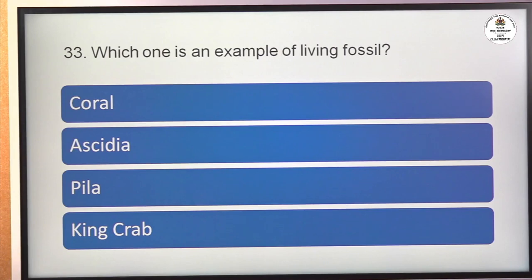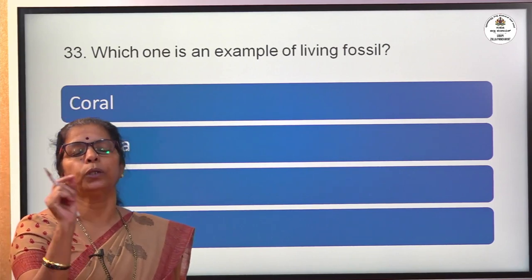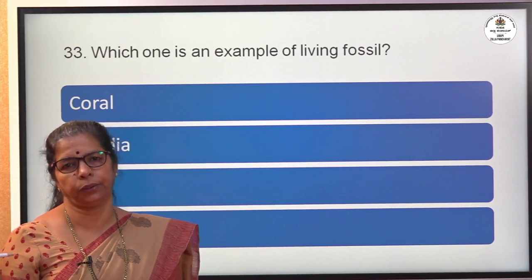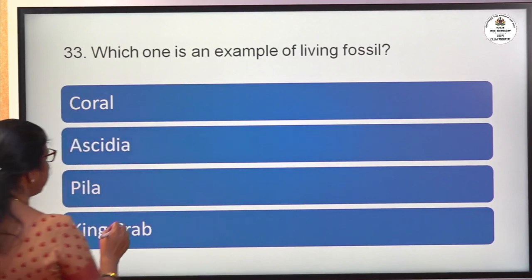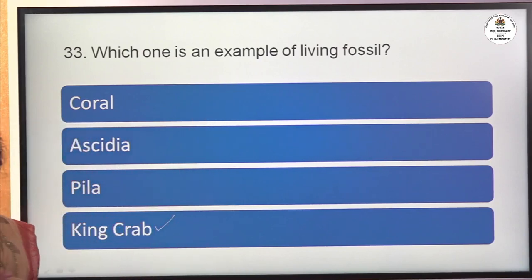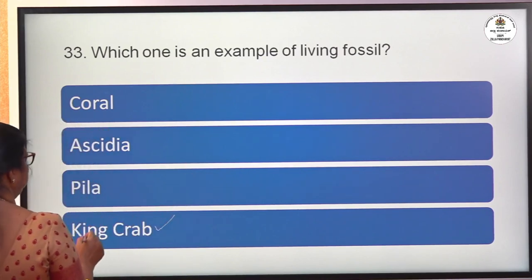Which one is an example of living fossil? Living fossil means those organisms which have not shown any changes over several generations. So, such organisms are said to be living fossils, and here it is king crab. King crab, that is a living fossil.